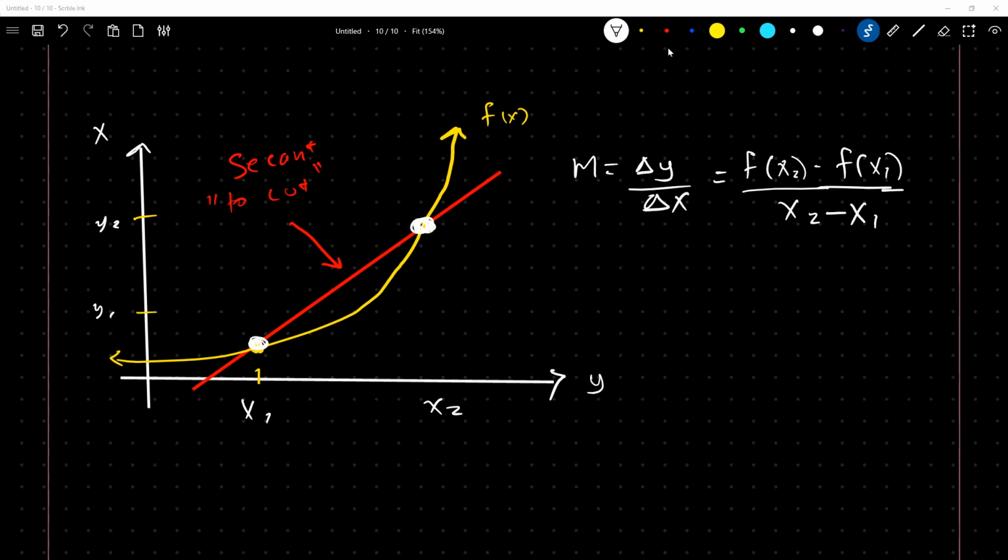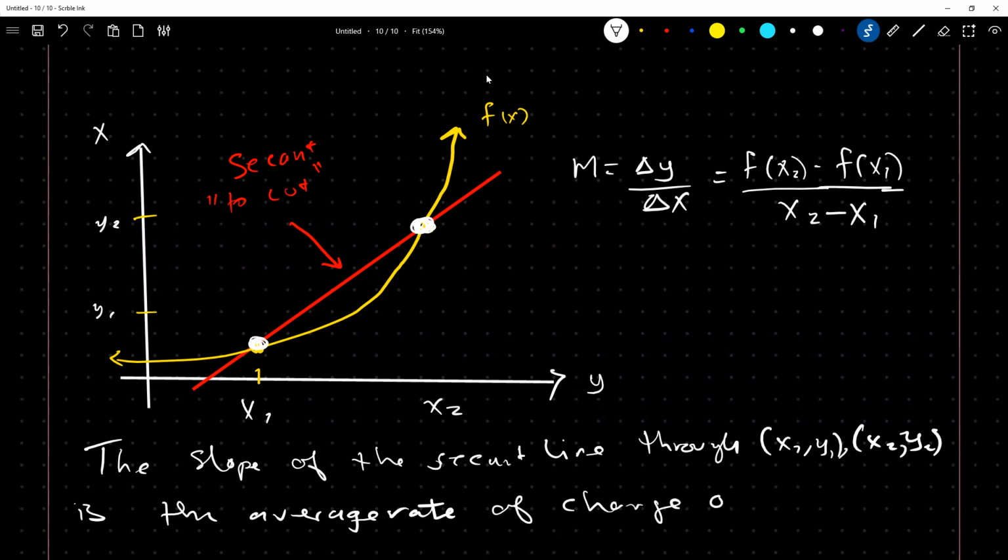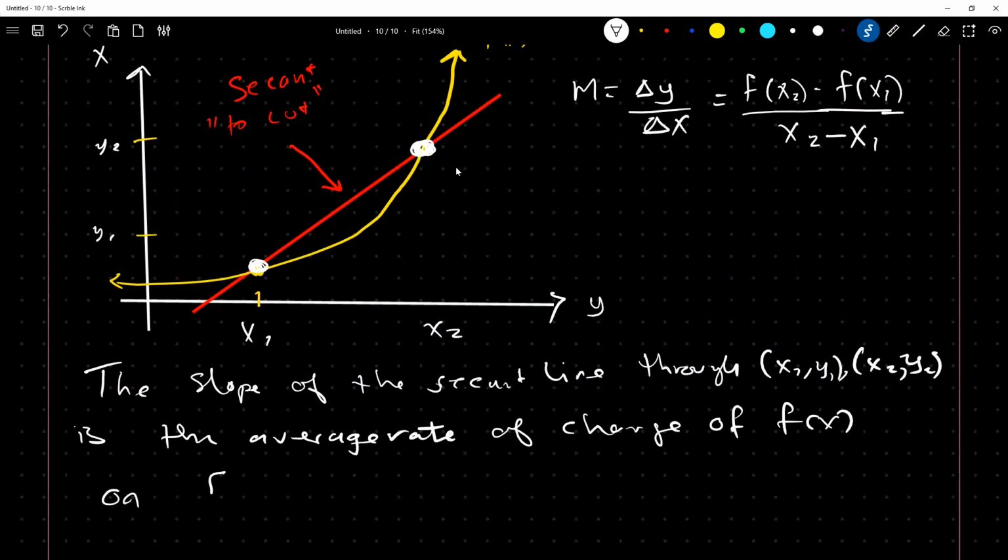And so here I can say that the slope of the secant line, so the secant line that passes through these 2 points, x1, y1 and x2, y2, is the average rate of change of f of x, our nonlinear function, on the interval from x1 to x2.